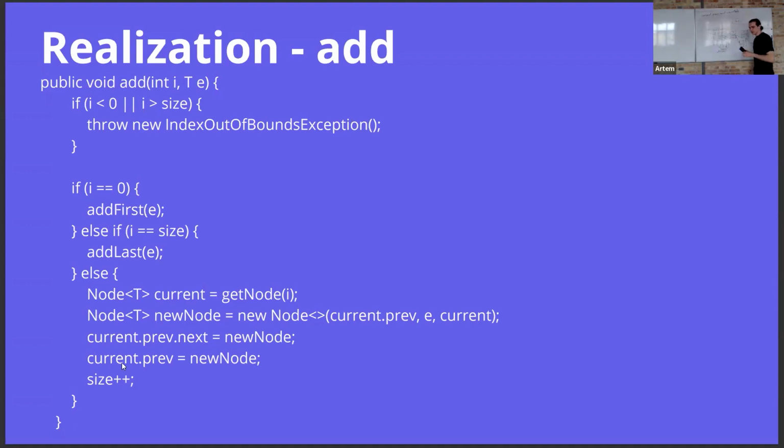Current prev equals new node. What does it mean? The same. So our current has prev, and now it has a reference to element 7. But we're saying that now current prev will have a reference to the new node, our -3 node. So we're removing this connection and saying prev is now here. And we increase size by 1.